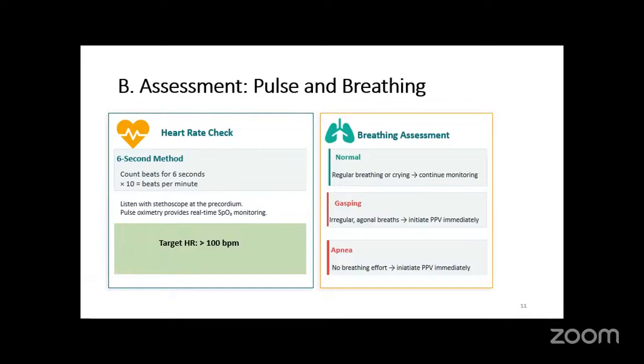So if that child has a normal heart rate of more than 100 beats per minute, that child is good to go. You dress the child up and take him to the mother. But if that child has a heart rate of less than 100 beats per minute, this child needs additional resuscitation. That is, if the baby is gasping, that is, has irregular or agonal breathing, or is in complete apnea, not breathing at all, we now go to what we call positive pressure ventilation. We aid the baby with additional oxygen.